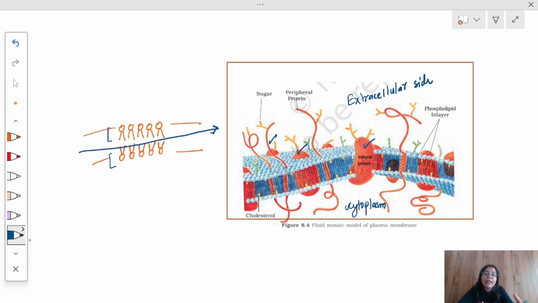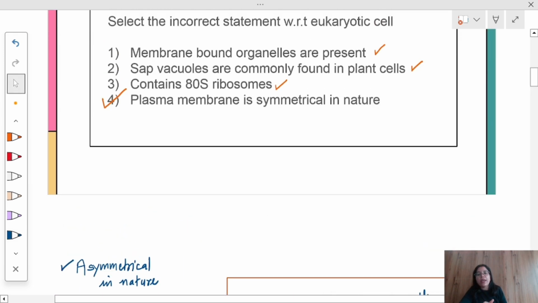Can you see any similarity in both? No, right? If I cut this layer like this, I can see this side is looking different as compared to this side. So what is the nature of our lipid bilayer? It is not symmetrical. It is asymmetrical. Okay, it is asymmetrical in nature. What is the meaning of asymmetrical? It is not the same on both the sides, right? Both the sides are different from each other. That is why this is the answer.